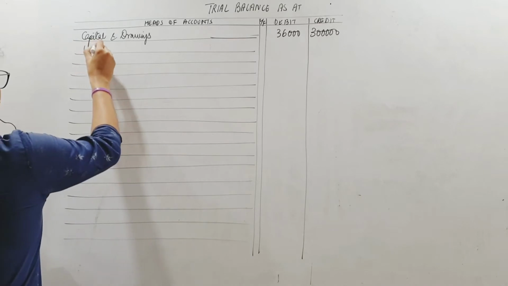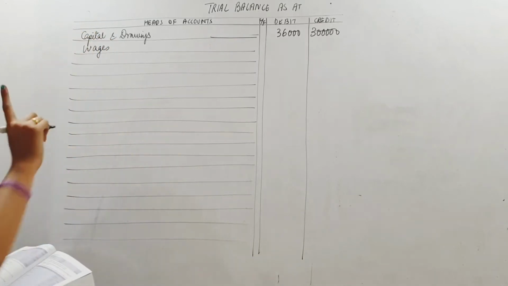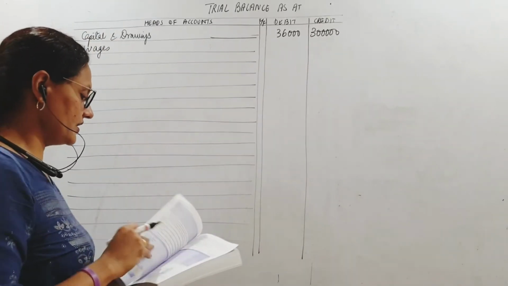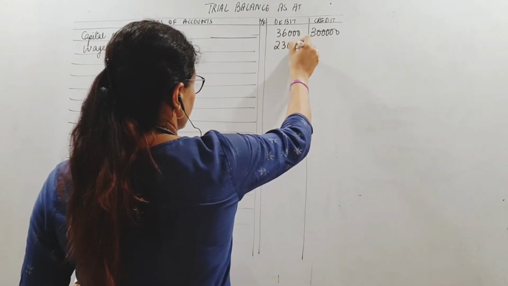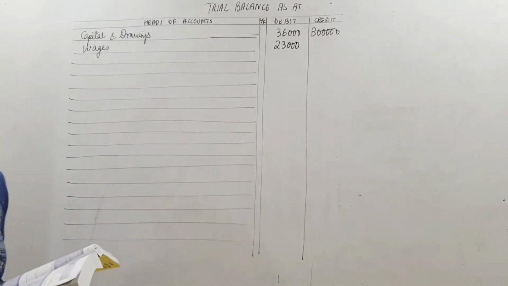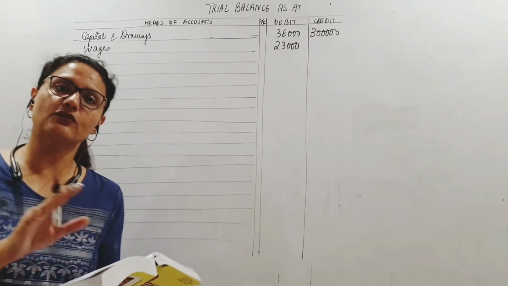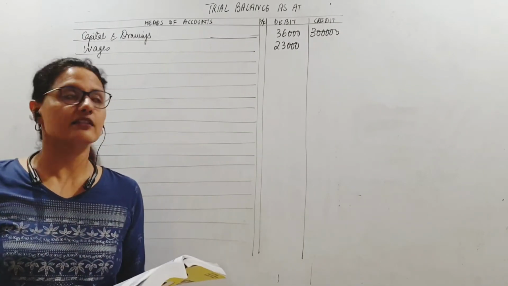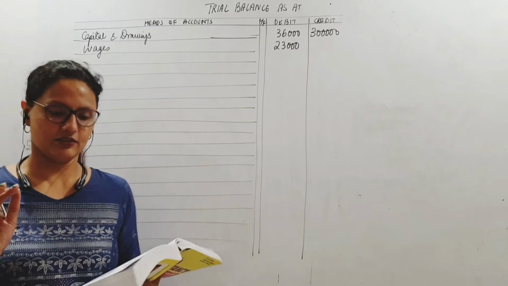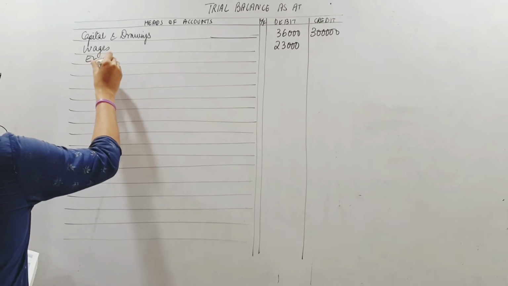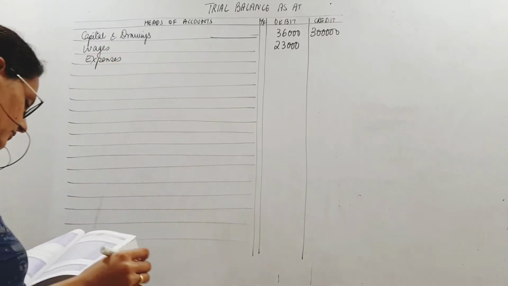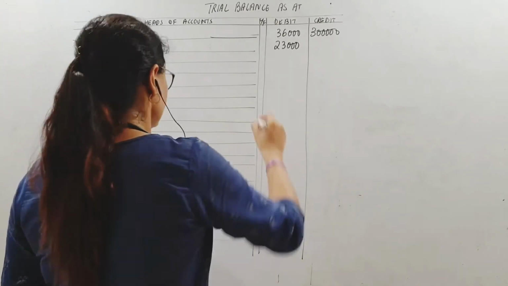Wages. Wages we have put a tick. Wages we will take at the correct amount, which is 23,000. Debit side, expense. So what do we do about the difference? Nothing. See, that 32 is wrong. Ignore it. Do this. Yes, 23,000. Put the correct figures. Expenses. Expenses has no change, so that will come at 15,000.